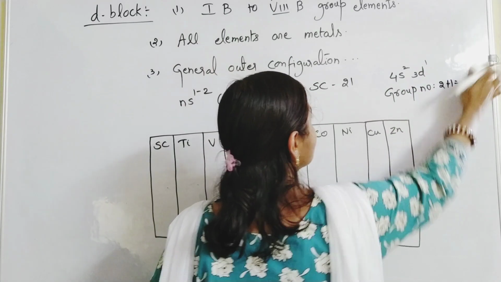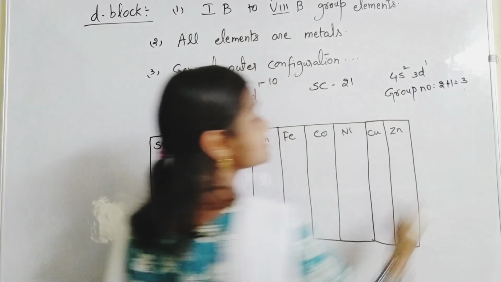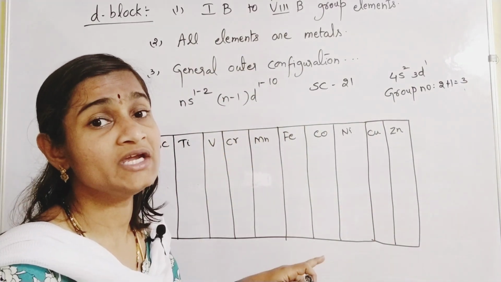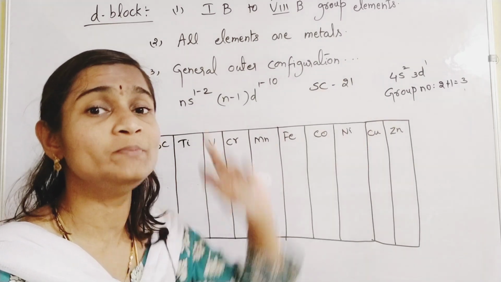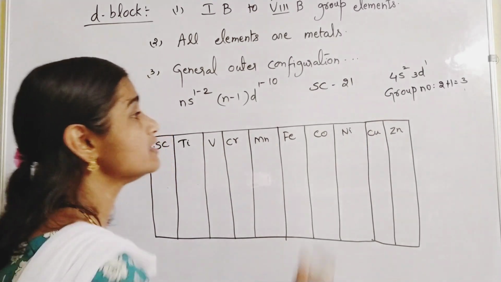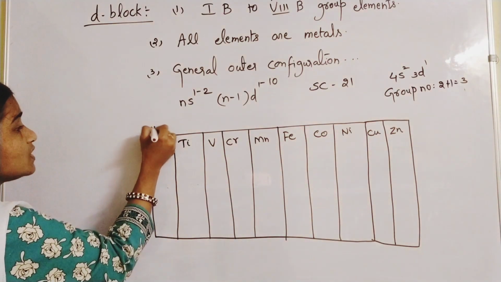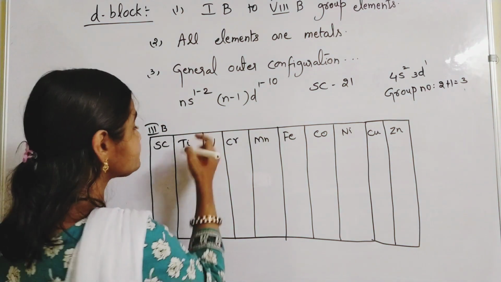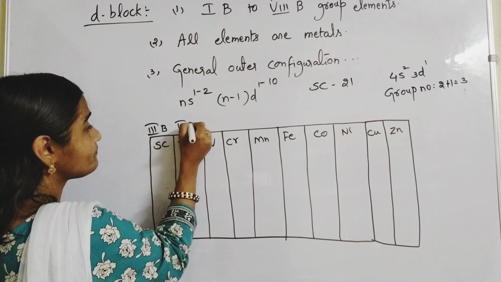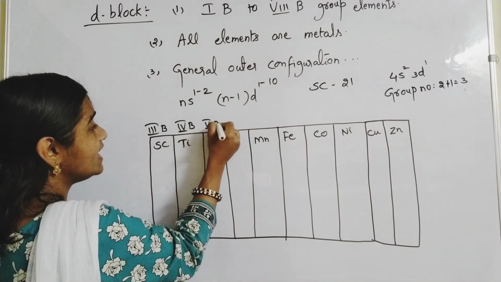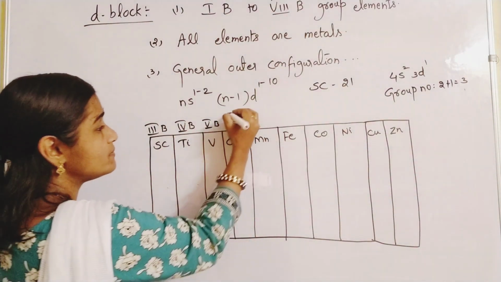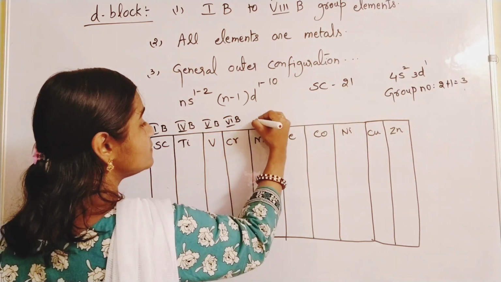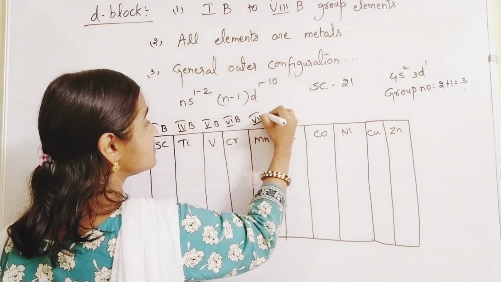So third B group. Why are you saying it is B category? Because D orbitals, electron entering into D subshell, they all belong to B category groups. So this is third B. And automatically titanium will be fourth B, vanadium is fifth B group, chromium is sixth B group, and manganese is seventh B group.